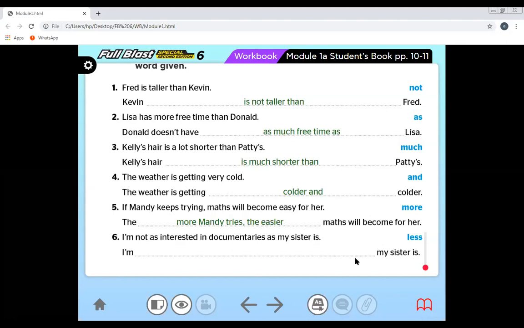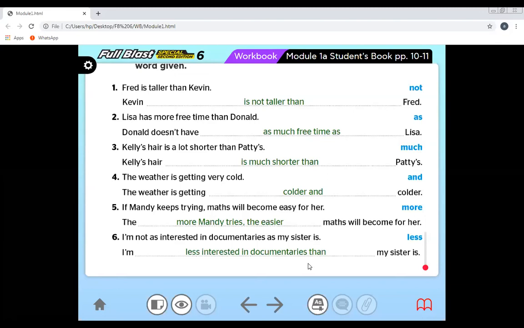I'm not as interested in documentaries as my sister is. Less, to make comparative. I'm less interested in documentaries than my sister is. This is the comparative form. So we finished the workbook answers for page 8.